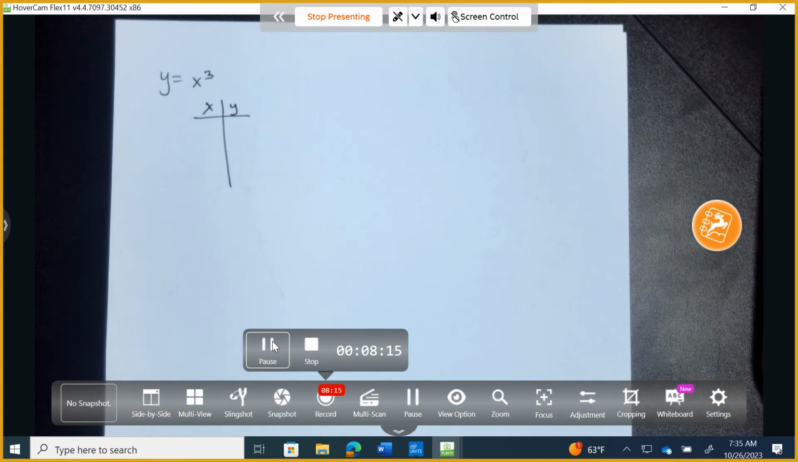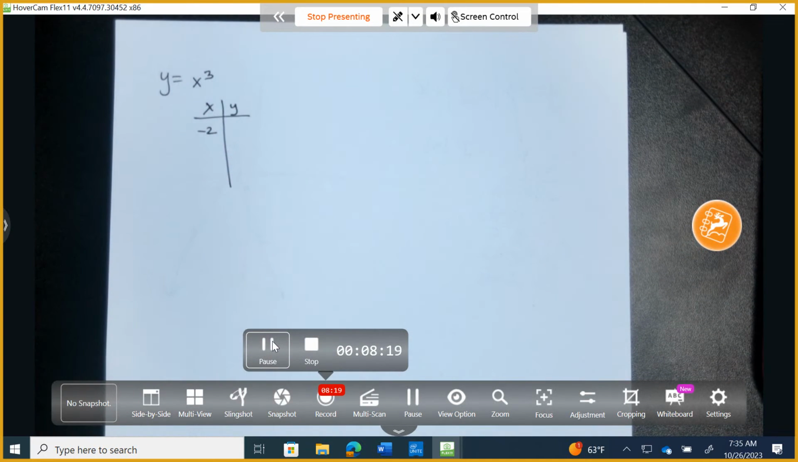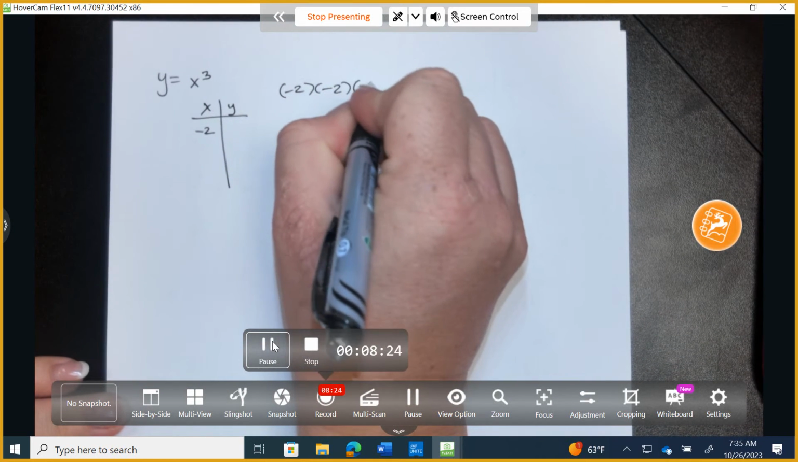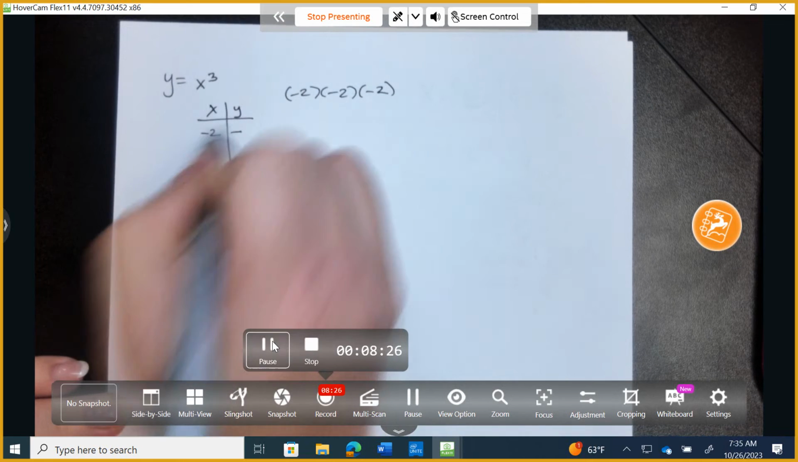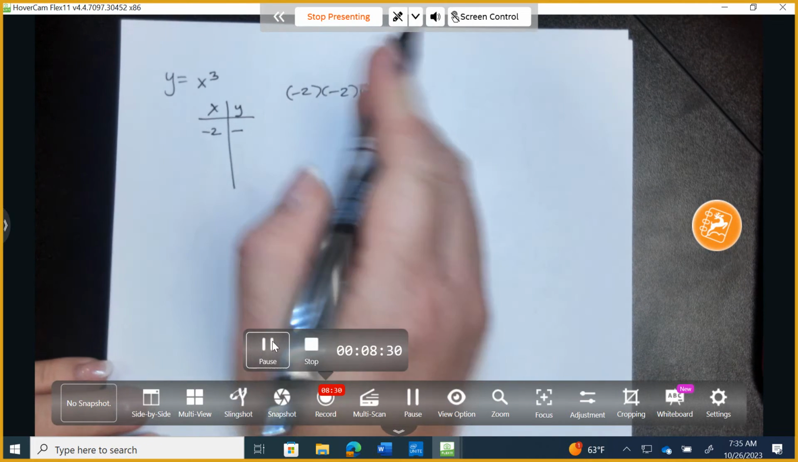Remember, there's no calculators allowed during this activity. Let's start right now with a negative 2. If I take negative 2 and I multiply it by itself 3 times, well, remember, 3 negatives make a negative. An odd number of negatives multiplied together creates a negative. And 2 times 2 times 2 is negative 8.